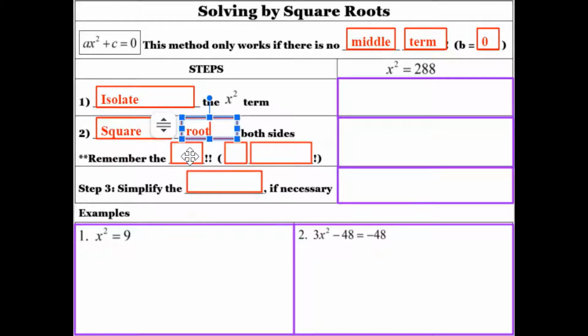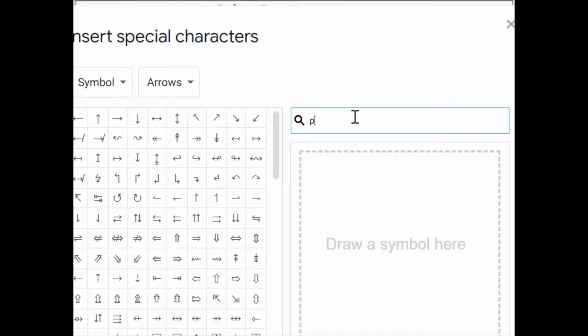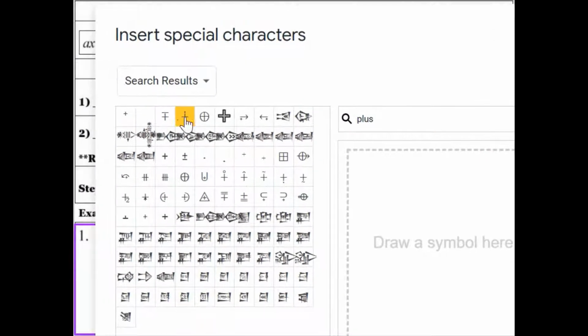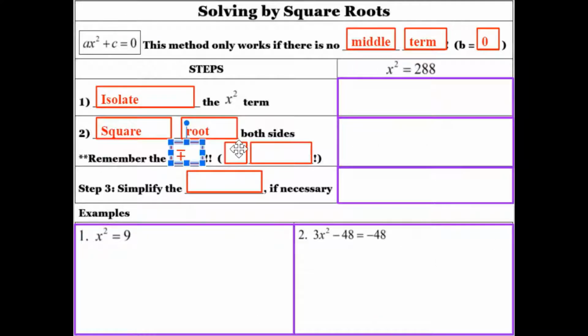So we can get a plus or minus symbol if we go into Insert and Special Character, and we get this box again, and if you search plus, this one actually has the minus on the top, but it's the right idea, so we'll put that in there. So remember that, because there are going to be 2 solutions. I'll make that a little bit bigger. And then your last step is to simplify the square root if necessary, because we always want them in simplest form.